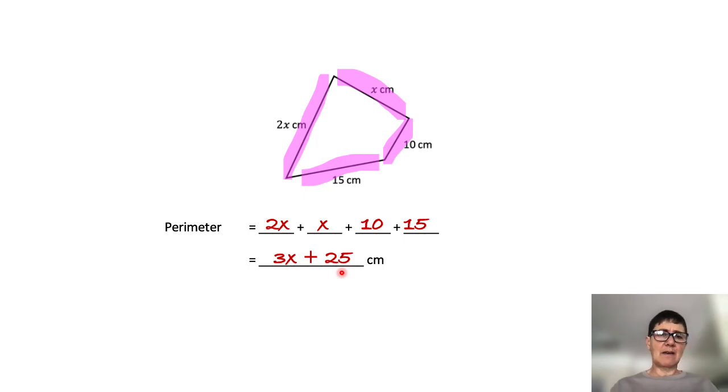I'm not putting them together because I can't. They're x's, I don't know what x is. I'm leaving them separate. But I've collected my x's, there's 3 of them, and I've collected these numbers here and put them there. Okay.